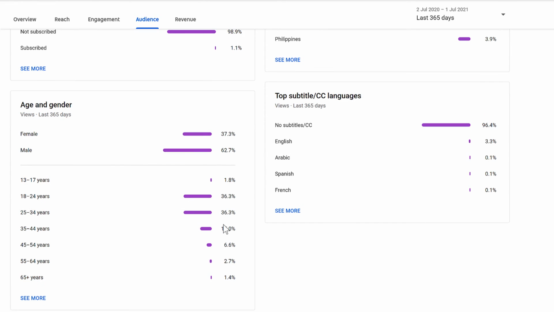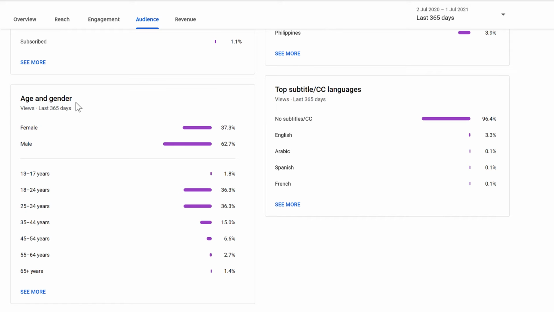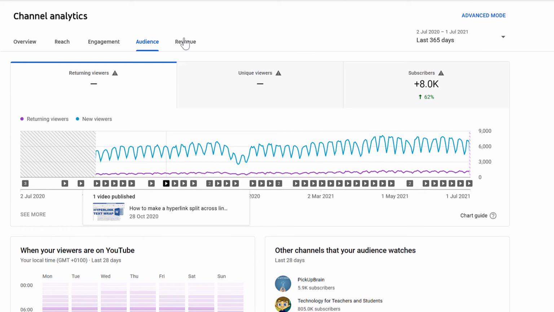And then if we scroll down further, we can also see the age and gender of my viewers. So about 37% are female and 63% are male. And I think this is because, stereotypically speaking, men are more interested in computer stuff. Then if we look at the age breakdown as well, we'll see that most of my views are coming from people who are between the ages of 18 and 34 years old. And I think this makes sense because I think a lot of the people that watch YouTube videos regularly are in this age range.